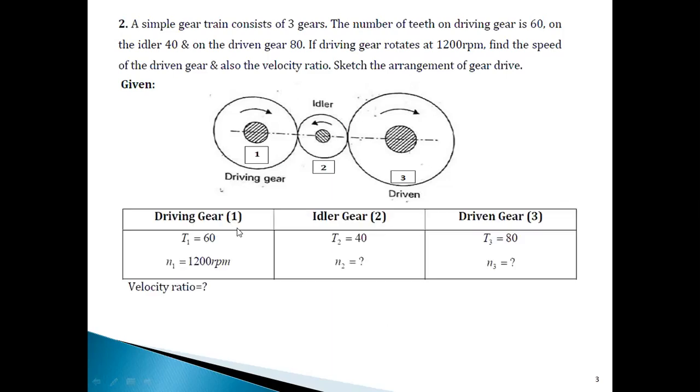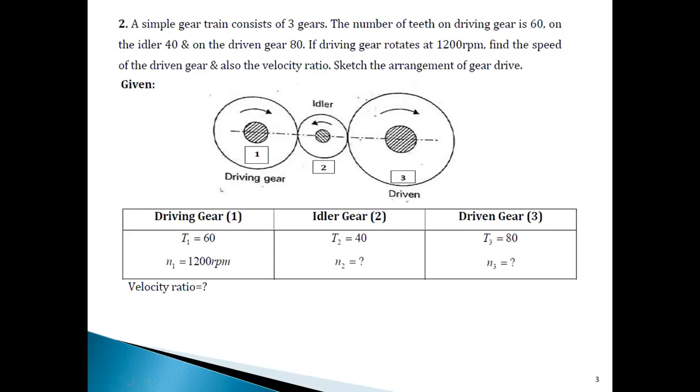Then the given data we have taken in a tabular form. He has given the number of teeth and the speed for the driver gear, that is the driving gear. Here we have written T1 is equal to 60, N1 is equal to 1200. For the idler gear, he has given the number of teeth 40. For the driven gear, the number of teeth given is 80.